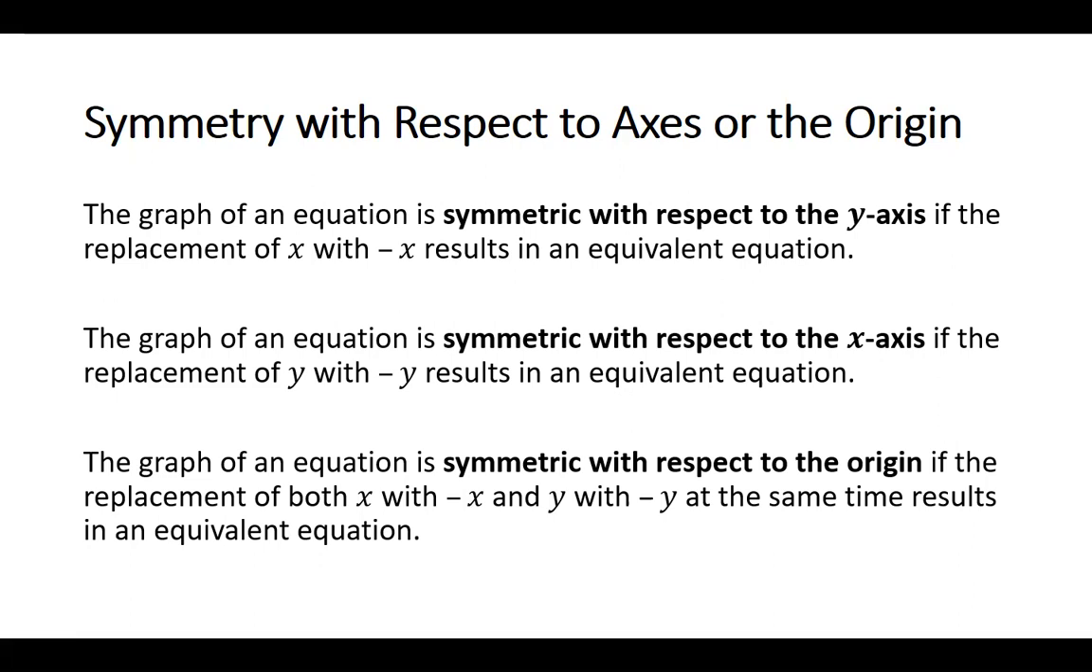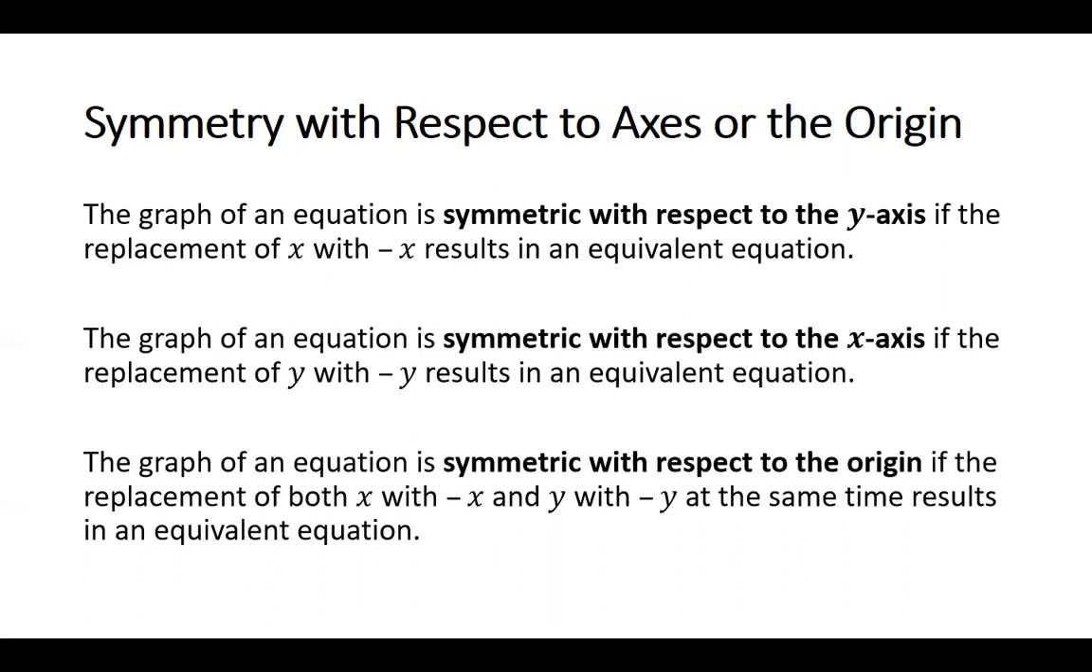Whereas if we take x cubed and replace x with negative x, then we end up with negative x times negative x times negative x, which we can turn into negative x cubed. And therefore, changing the input to the negative changes the output to the negative. And so you can do this just by plugging in negative x or plugging in negative y.